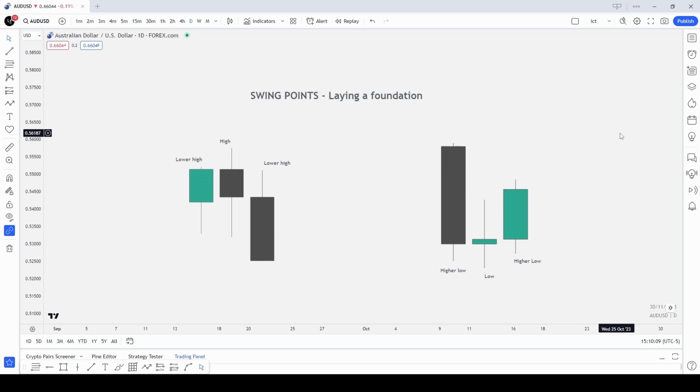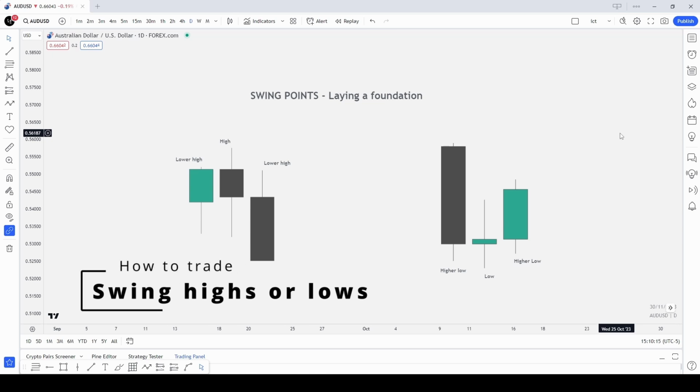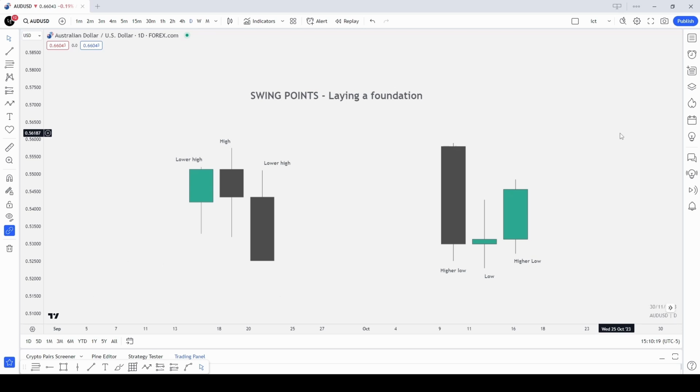What is up everybody, and welcome to today's new video, where in this one today we're talking about swing points and laying a foundation around these so that we are able to trade from these swings forming at certain areas. So first of all, of course, as always, we want to define a swing point.